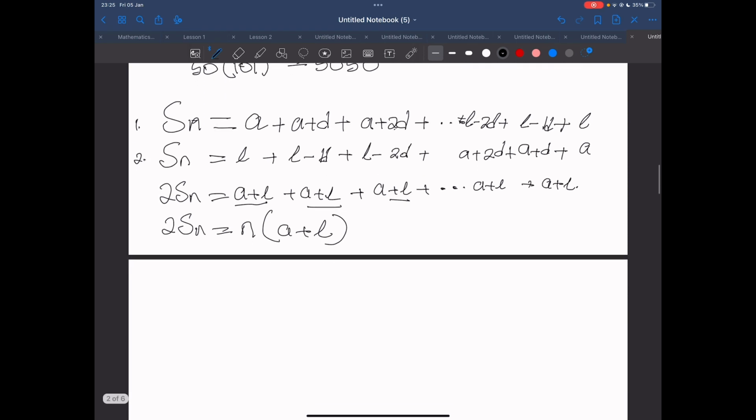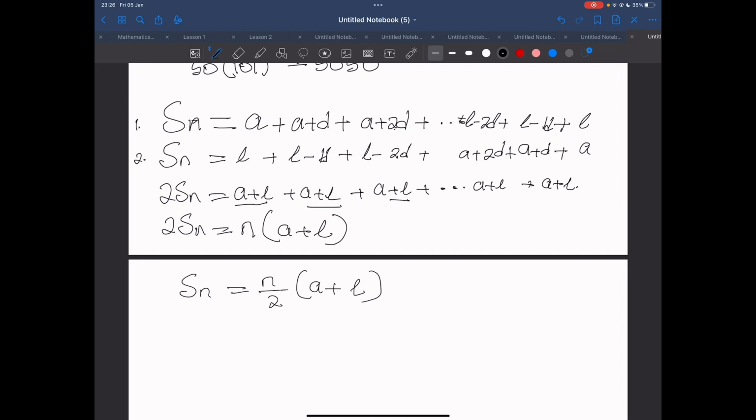Right. So in other words, our formula, if we divide this by 2, we will have sum n equals n over 2 into a plus L. Now we have developed the sum formula for an arithmetic sequence or series. So this is the sum formula for an arithmetic sequence.